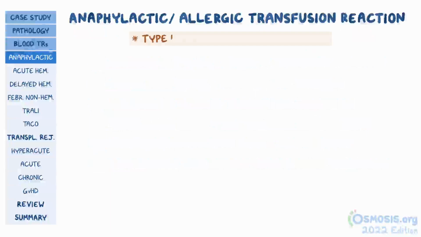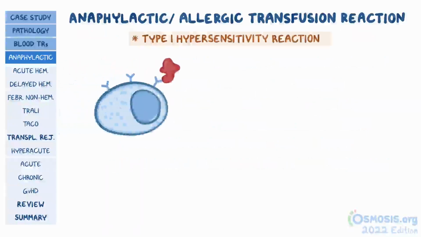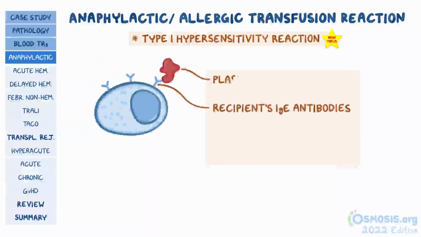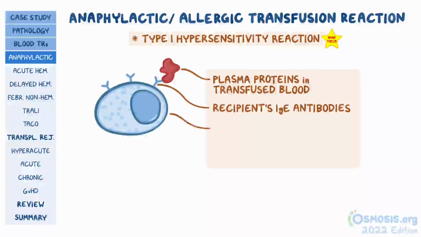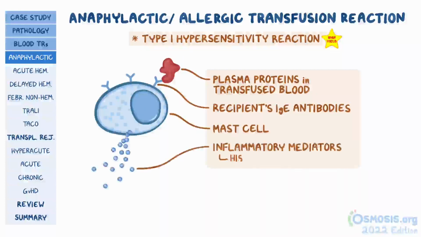It is a type 1 hypersensitivity reaction mediated by the recipient's IgE antibodies against plasma proteins like immunoglobulins found in transfused blood. Initially, the proteins in the donor's plasma will be recognized by preformed IgE immunoglobulins present on the surface of mast cells, which in turn release their granules containing inflammatory mediators, such as histamine.